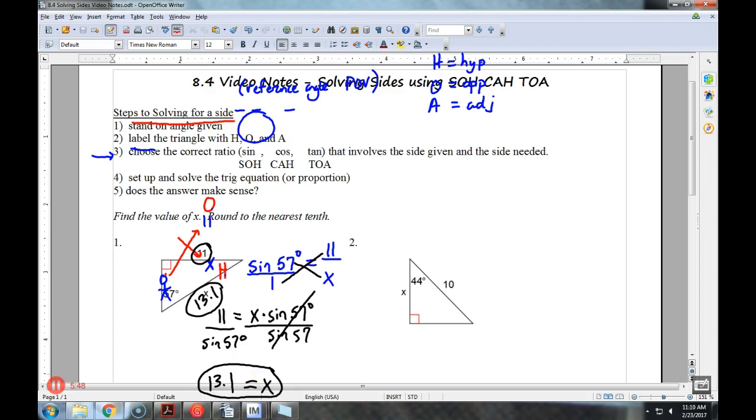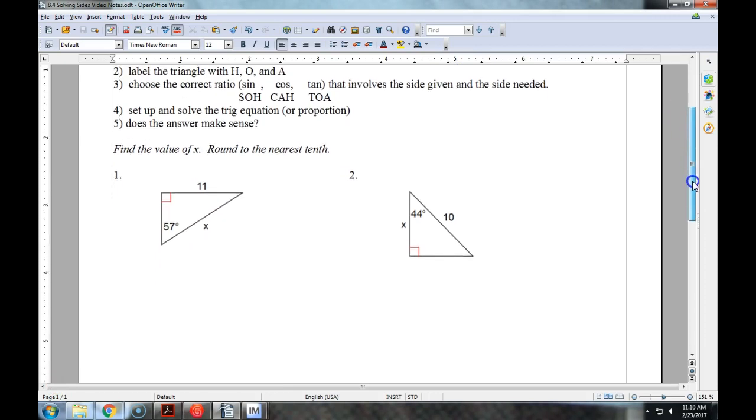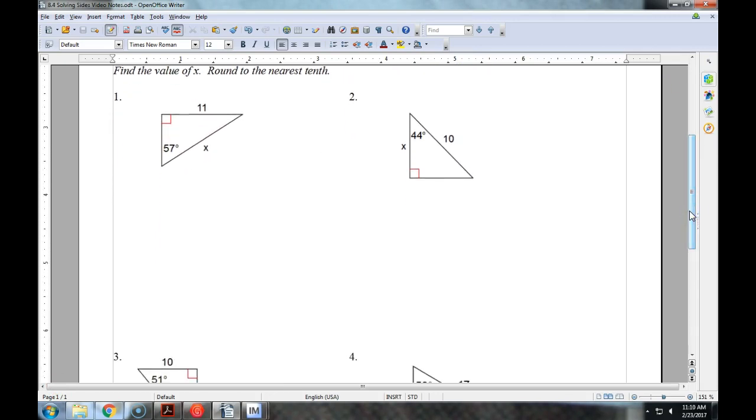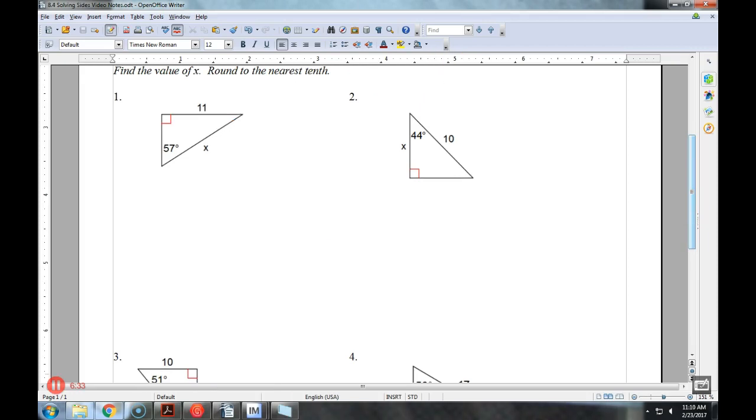All right, let's move a little bit quicker here and let's come over here to number 2. So I'm going to scroll down a little bit and do number 2 using kind of the directions up above. So this time I'm trying to find x. They tell me what the hypotenuse is, and the angle given is 44 degrees. So that's where I'm going to put my guy. That's my reference angle. I'm going to stand right there. So this is my reference angle.